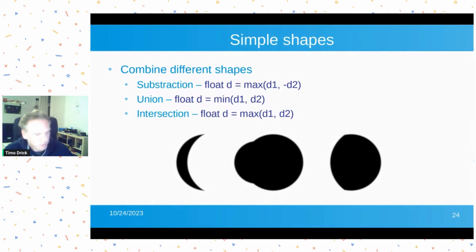And when you want to have a union, we just use a minimum of two signed distance functions. And for intersection, we just use the maximum without inversion of one component.